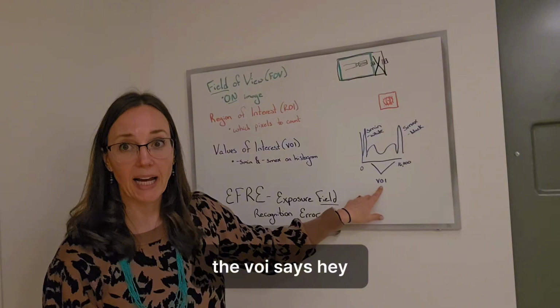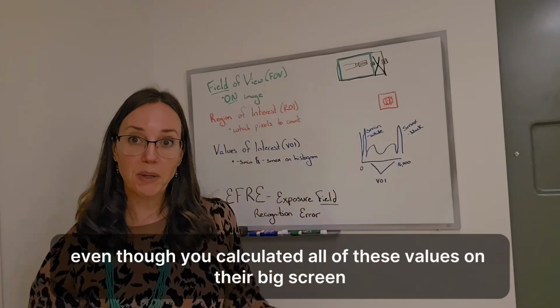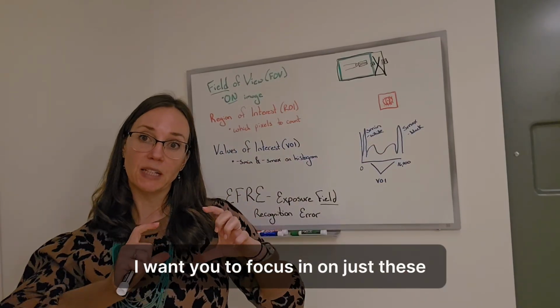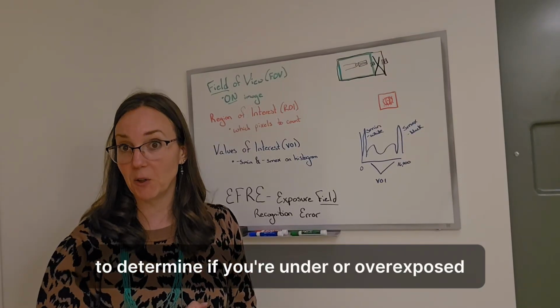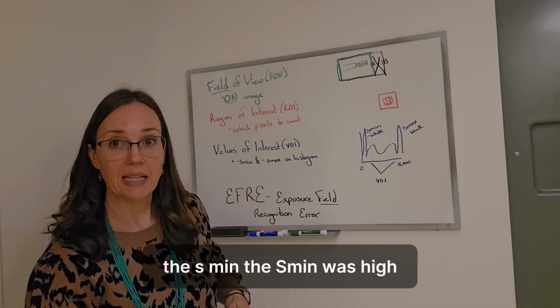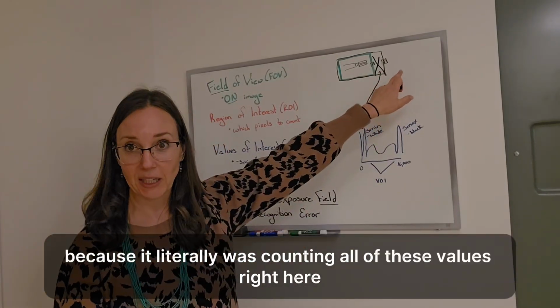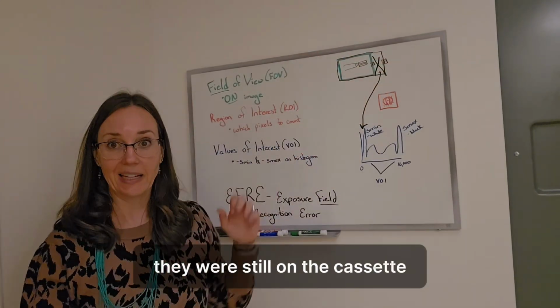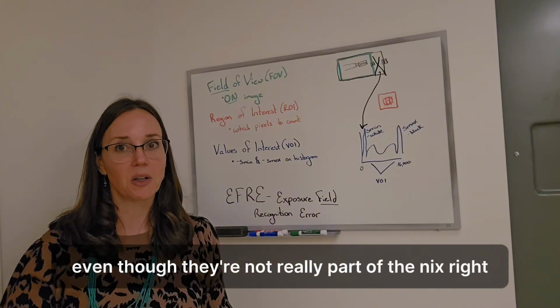The VOI says, hey, even though you calculated all of these values on the big screen, I want you to focus in on just these values to create your histogram, to determine if you're under or overexposed. For example, the Smin was high because it literally was counting all of these values right here. They were still on the cassette, and it's like, I've got to count these values even though they're not really part of the knee x-ray.